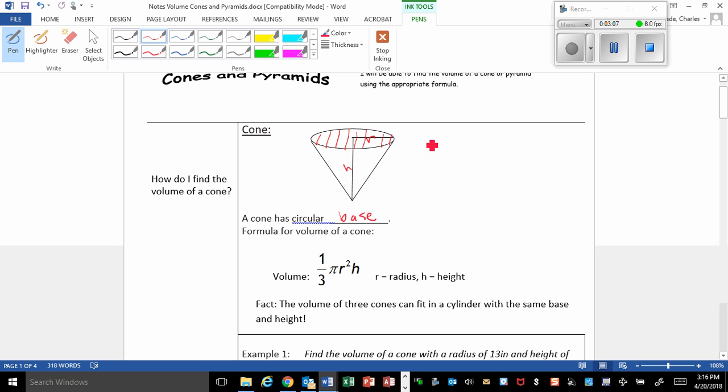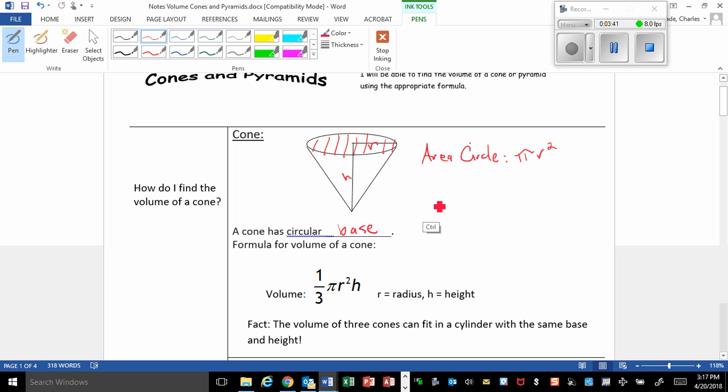So what do we know about a circle? The area of a circle is pi r squared, right? And then the height, but that would be back to the formula for a cylinder. So this is not as big as a cylinder. It doesn't hold as much. And we're actually going to do a little experiment when I get back in class to show you where we get this. A cone is 1/3 as big as a cylinder.